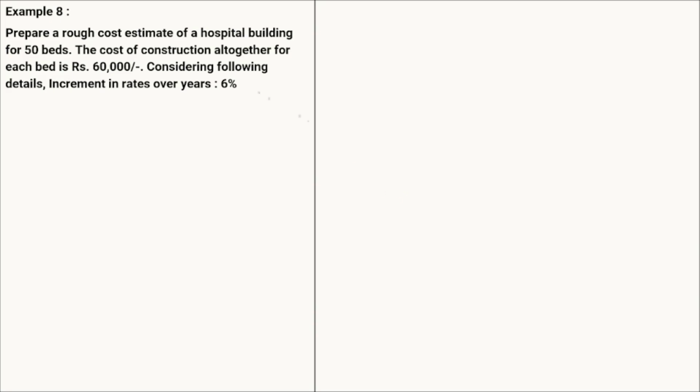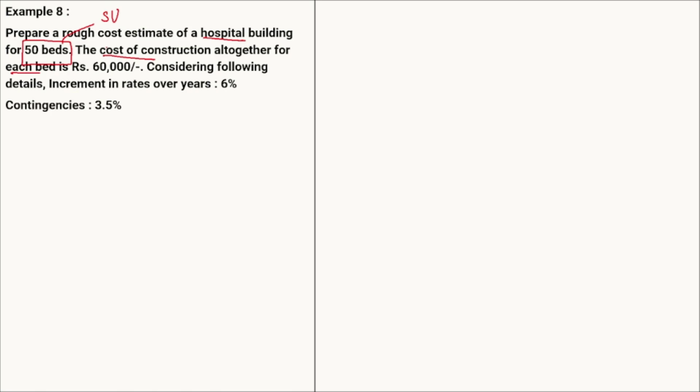Now again here the rough cost estimate is given, and for the hospital building, we only have one detail, that it is 50 beds. That is also known as the service unit. So in this particular method we have to use the service unit method, as the cost of the construction is given per each bed, meaning per service unit.